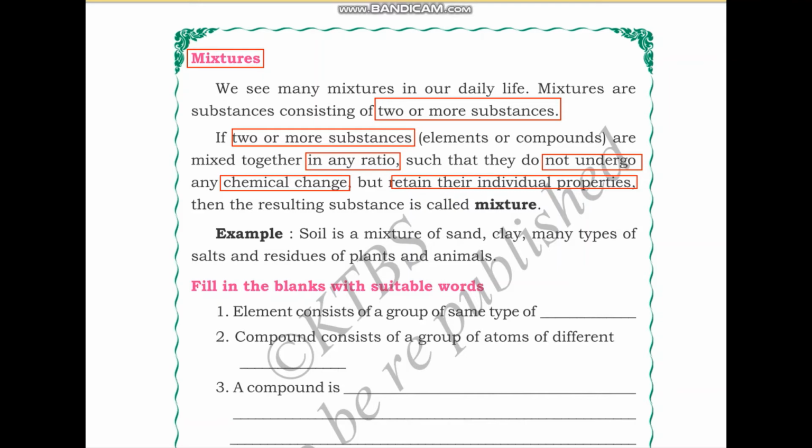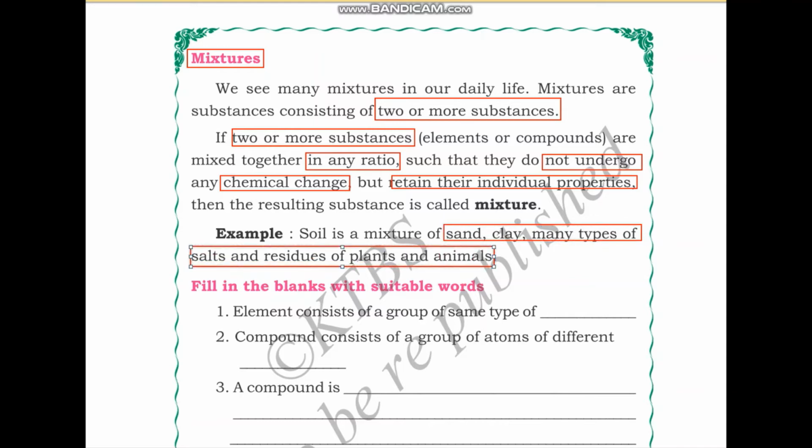If they do not retain their individual properties, then it would have become a compound. So if the ratio was specific and if the individual properties were lost, then it is a compound. But if they retain their individual properties, then it is a mixture. For example, soil is a mixture of sand, clay, many types of salts and residues of plants and animals.